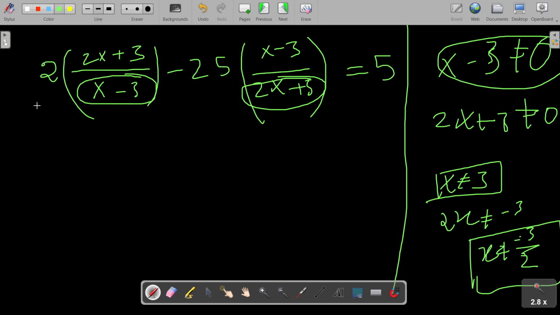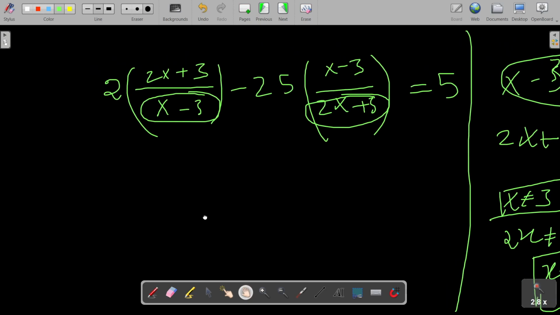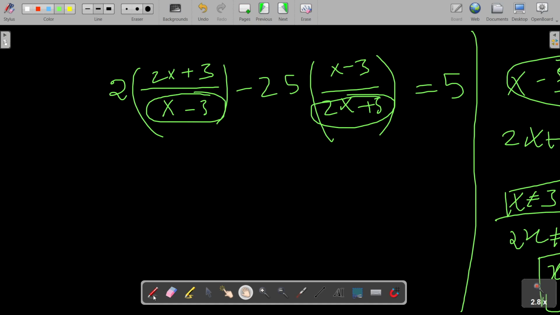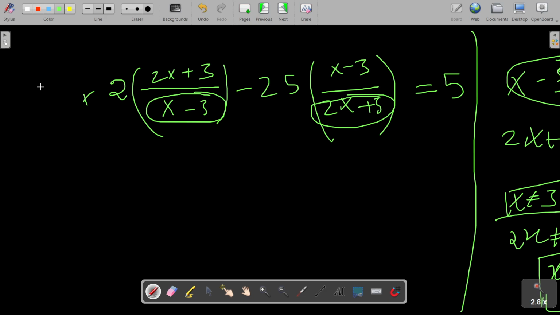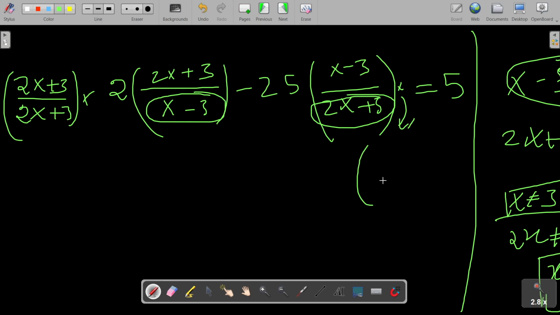Question is also given there. Previously we have also done that. What we are doing is making the denominator the same. So I have 2x plus 3 here and x minus 3 here. In this expression I can multiply and divide by 2x plus 3, in numerator and denominator. And in this multiplication I can multiply and divide by x minus 3.